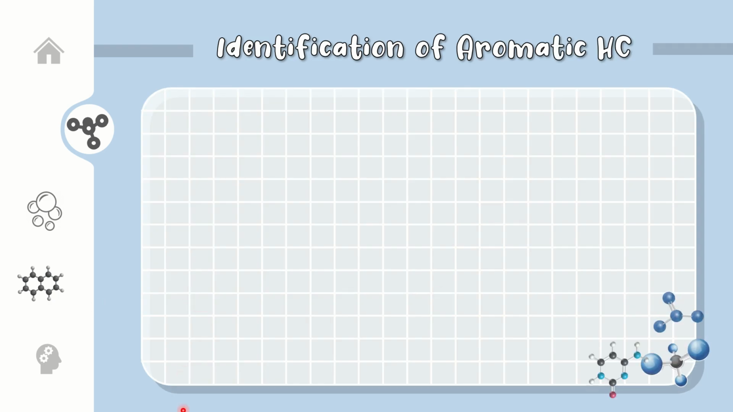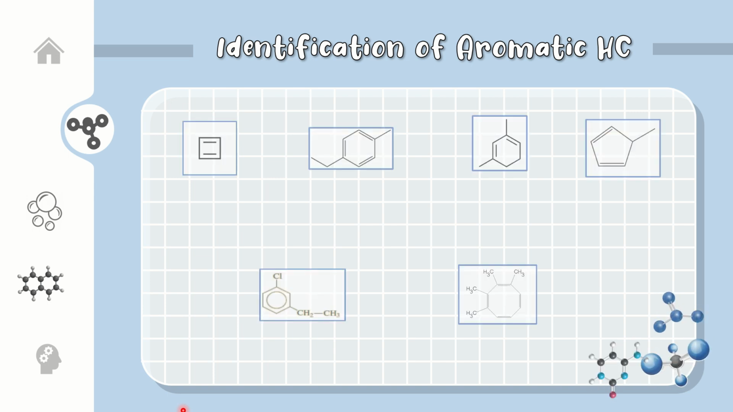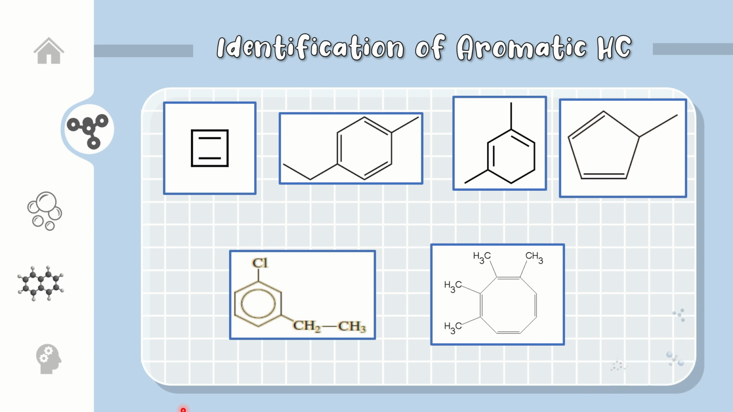Let's now have an exercise regarding the identification of aromatic hydrocarbons. You can stop the video first and then answer on a piece of paper whether the following structures could be aromatic or not an aromatic hydrocarbon. In the first example, we can see here a 4 carbon ring with double bonds on each of the sides.